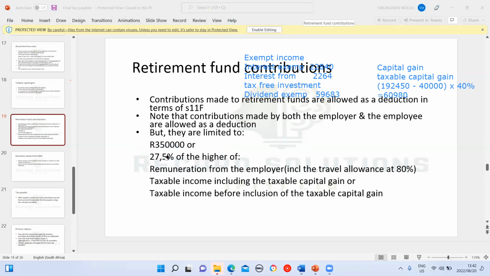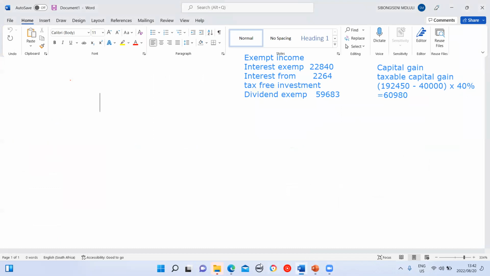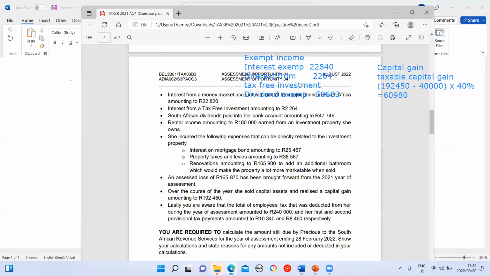So contributions made to retirement funds are allowed a deduction in terms of section 11F. Note the contributions made by both the employer and employee are allowed as a deduction. So let me show you what I meant here. Remember the employee and the employer made contributions.